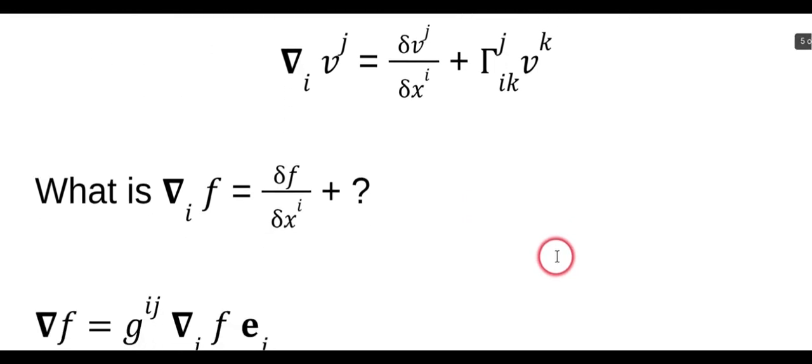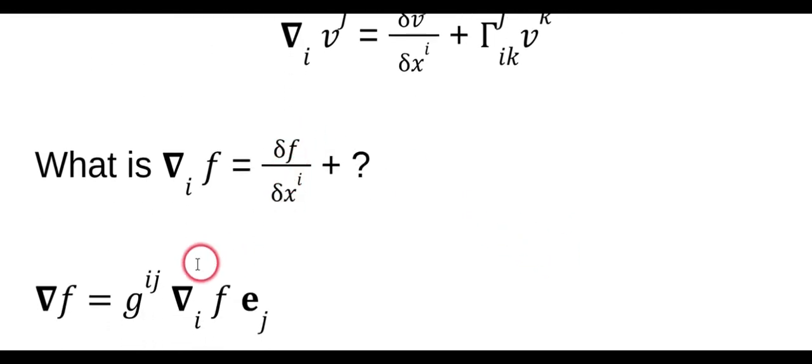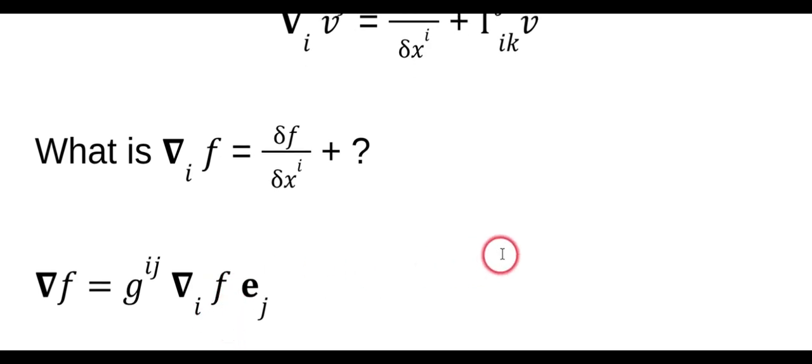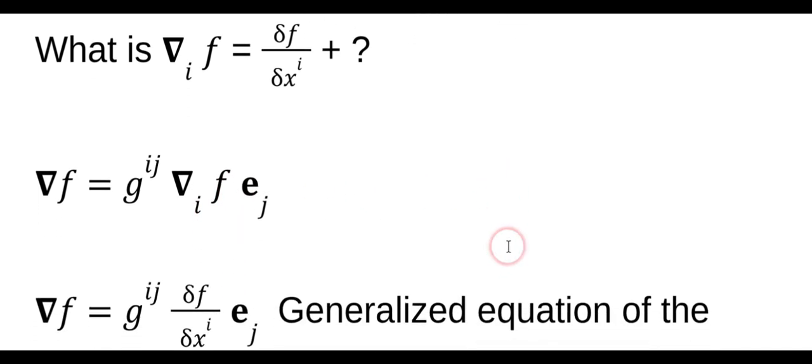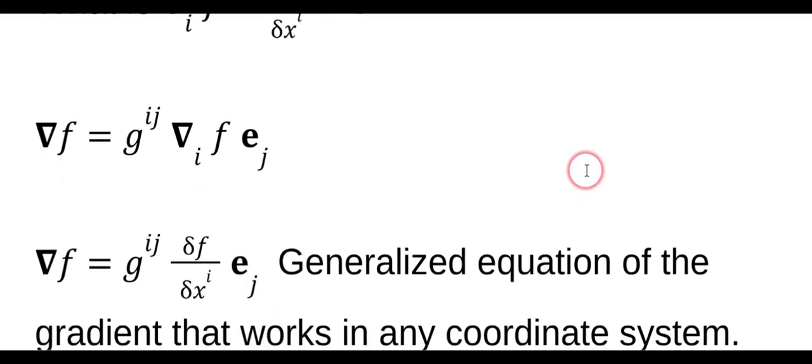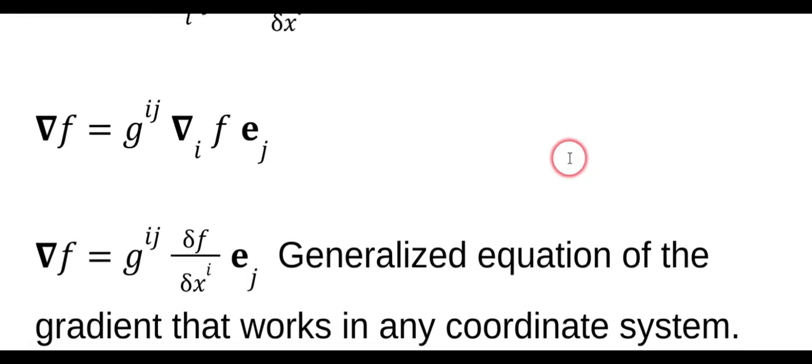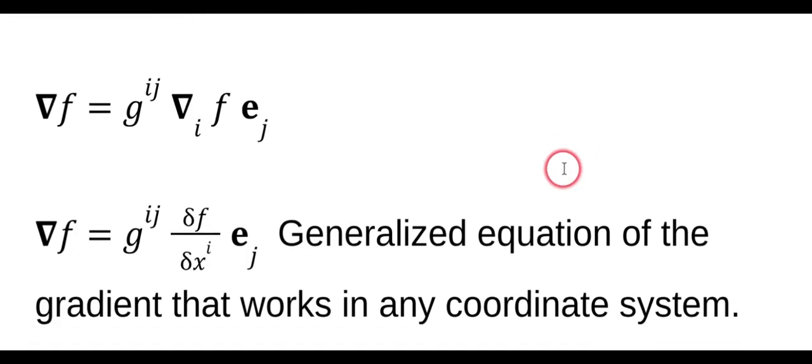So now that we know that, we can just put this in for all of this stuff, and we get this very simple expression. So the del operator of this scalar field is equal to the inverse metric tensor times the partial derivative of that field times a covariant basis vector. So, this is a generalized equation of the gradient that works in any coordinate system. And the good thing about using the gradient is I can just yank it out and I've got just the del operator. Okay.